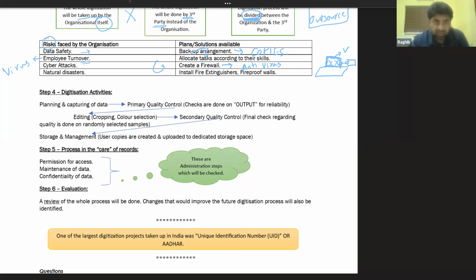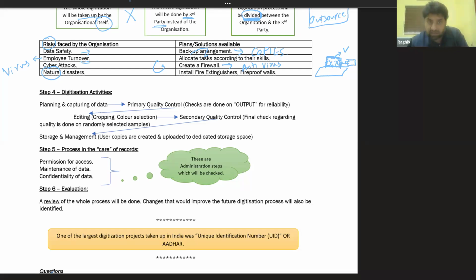Okay. The last one, natural disasters. Install fire extinguishers, fireproof walls. So this is only for the case of natural disasters. If a fire broke out, or in the case of any other facilities, try to save all the computer equipment, all the assets involved with the digitization, so that it does not create a panic situation in the future. For this, you need to keep fire extinguishers, the small cylinder type which comes in red color, to decrease the damage of the fire. All those things should be kept in the office.